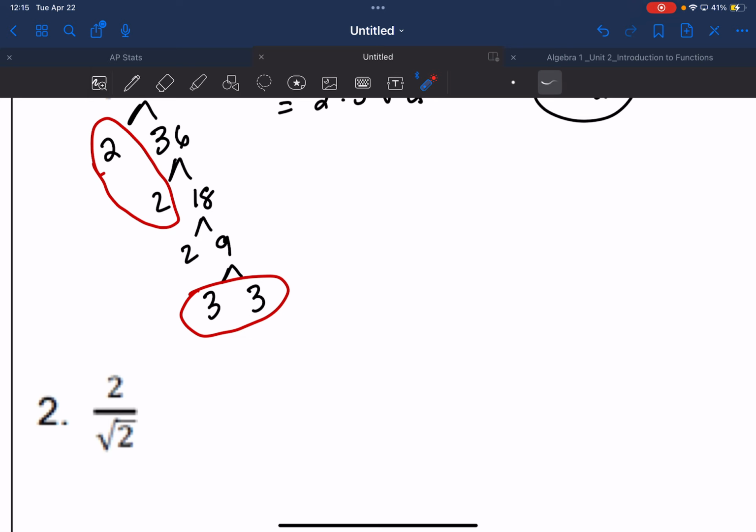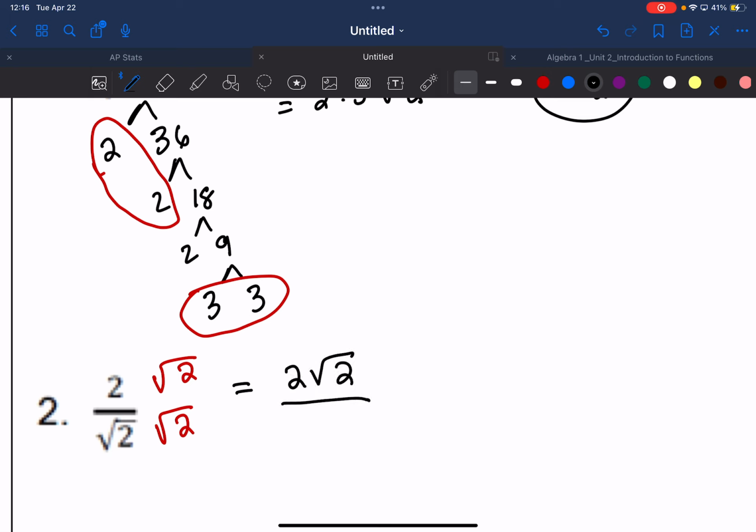We're going to multiply the top and bottom by the square root of 2. So whatever the radical is, we're going to multiply the top and bottom. Since this is the square root of 2, I'm going to multiply the numerator and the denominator by the square root of 2. So that means this gives me 2 times the square root of 2.